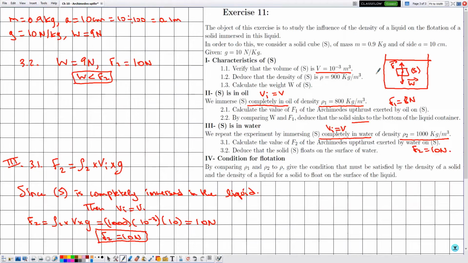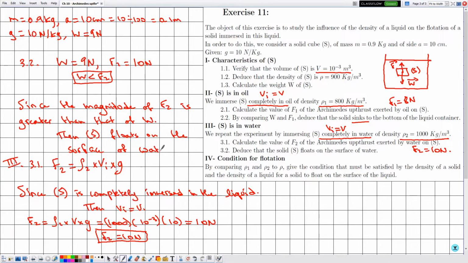So let's say since the magnitude of F2 is greater than that of W, then S floats on the surface of water. So the result of part 3 is that it floats.